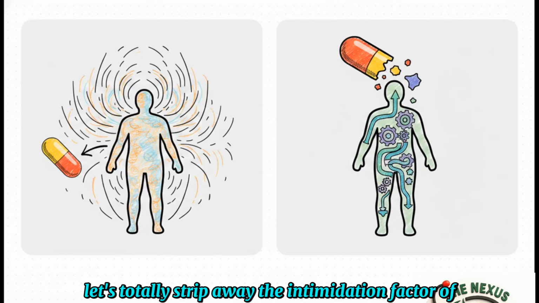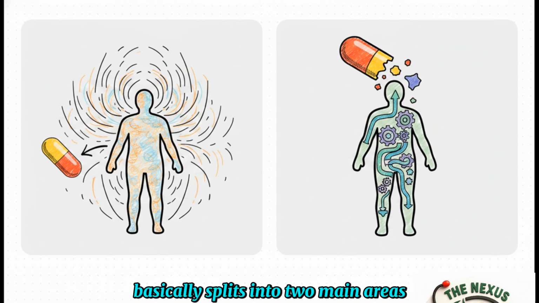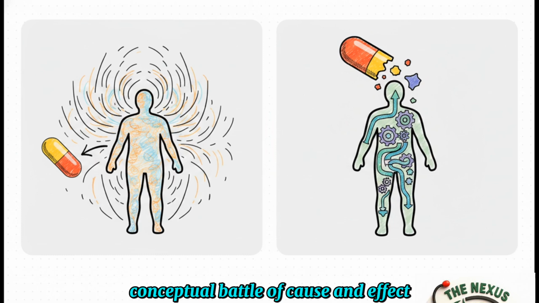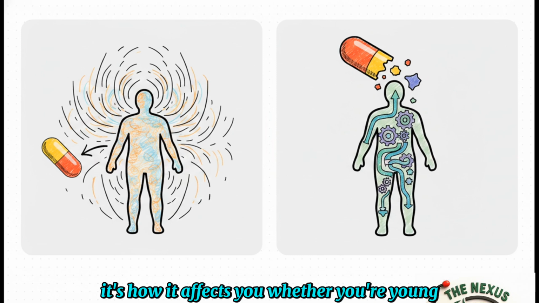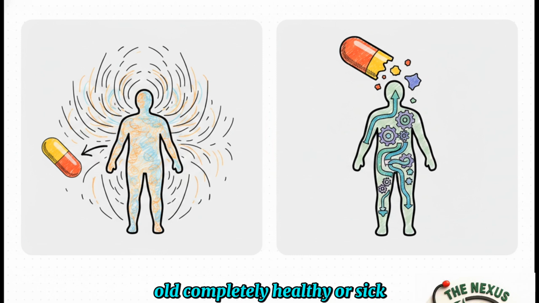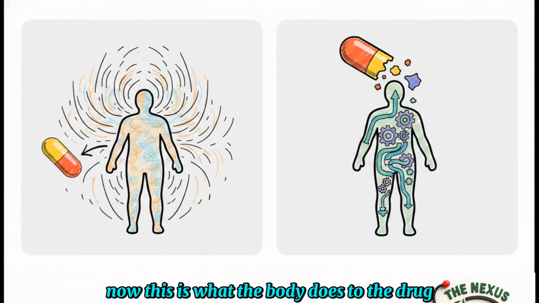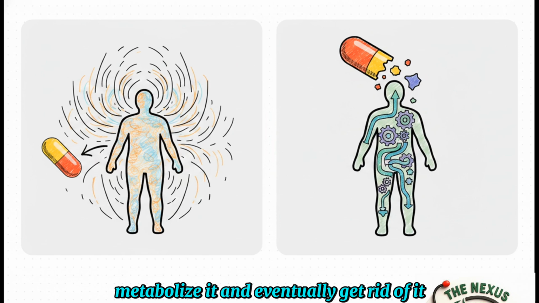Let's totally strip away the intimidation factor of these medical terms, because pharmacology basically splits into two main areas. They sound super similar, but they represent a giant conceptual battle of cause and effect. First up, pharmacodynamics. Simply put, this is what the drug does to the body. It's how it affects you, whether you're young, old, completely healthy, or sick. On the flip side, you've got pharmacokinetics. Now, this is what the body does to the drug. Like, how does your system actually absorb it, break it down, metabolize it, and eventually get rid of it?